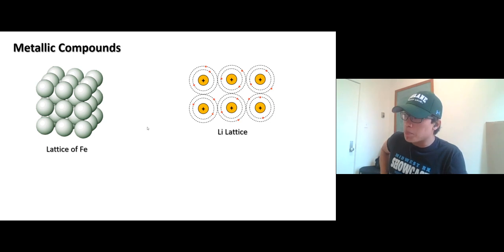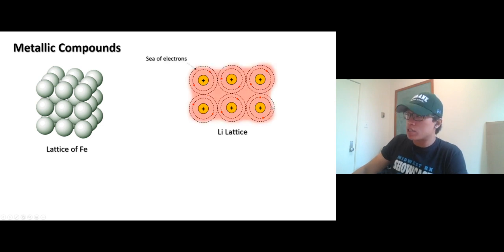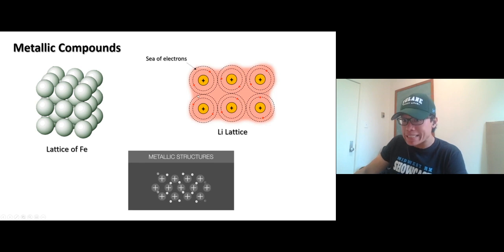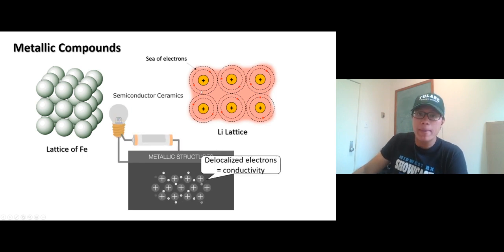The valence electron of lithium, so a valence electron of 1, is held loosely by the proton in the nucleus and allows it to move semi-freely to make a sea of electrons. That's what we call it. The ability of this electron to move semi-freely allows the lithium lattice to conduct electricity. So that's why metal can conduct electricity, because the valence electron can move semi-freely. All right, so delocalized electrons can conduct electricity.